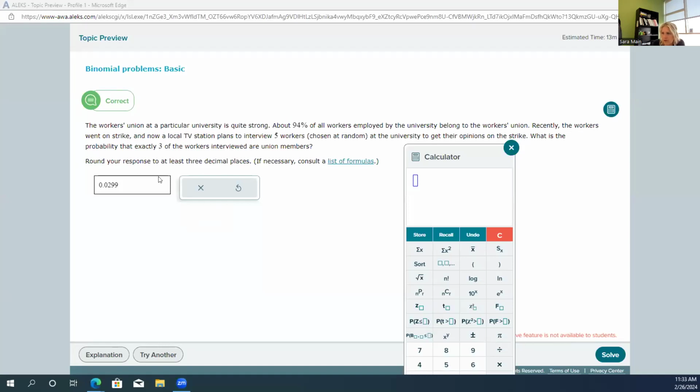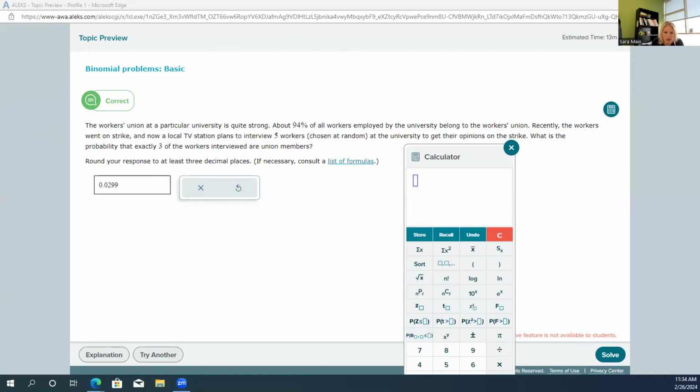It's a basic binomial problem here. It says the workers' union at a particular university is quite strong. About 94% of all workers employed by the university belong to the workers' union. Recently, the workers went on strike, and now a local TV station plans to interview 5 workers chosen at random at the university to get their opinions on the strike. What is the probability that exactly 3 of the workers interviewed are union members?